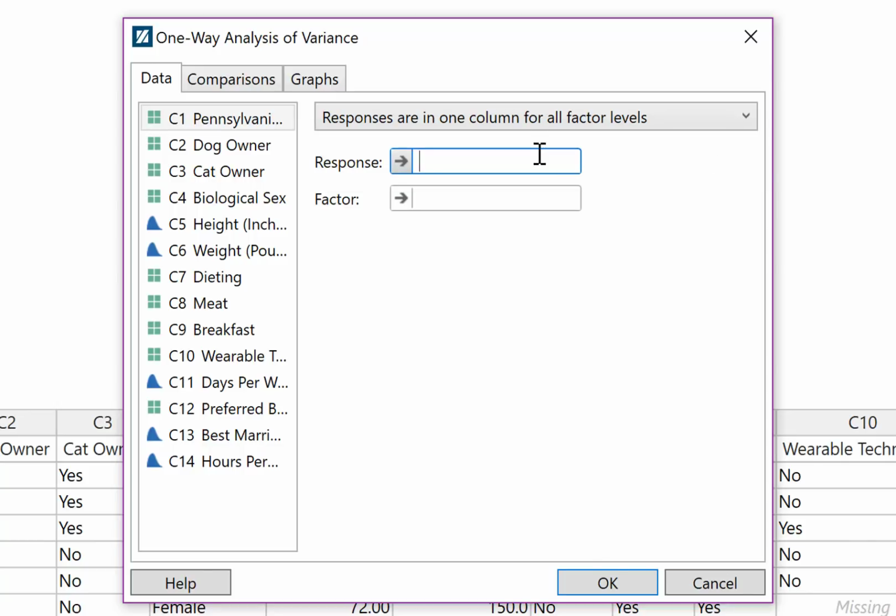The response variable is the quantitative variable that is being compared between the groups. Here I said that we'd be comparing weights. Factor is the explanatory variable. This is the categorical grouping variable. I said that I was going to compare participants based on their preferred beverage.